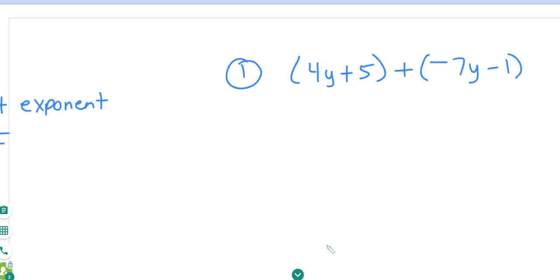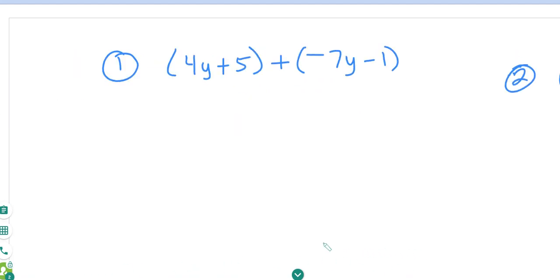All right, so we're going to start with the first addition problem, adding polynomials. You'll notice that we have here a binomial plus a binomial. So the first thing I'm going to do is make sure that we have all addition signs. So I'm going to go ahead and do a keep change here. So this would be plus negative. So now I'm going to rewrite it.